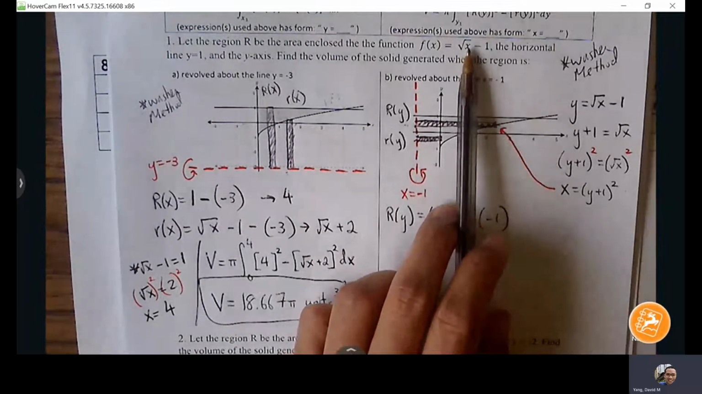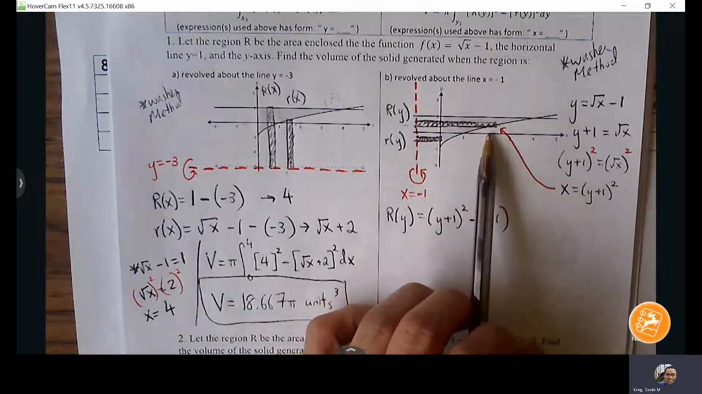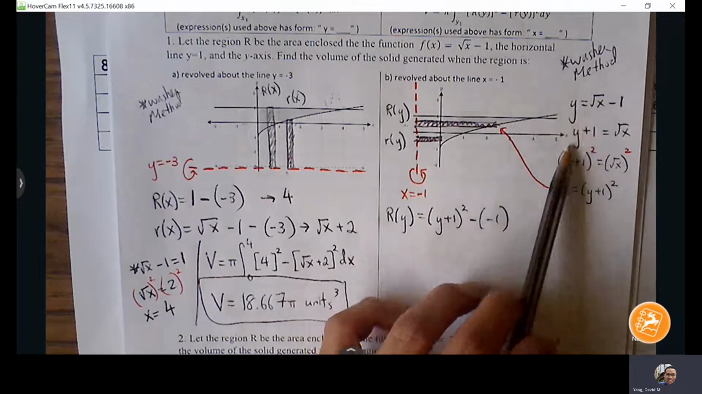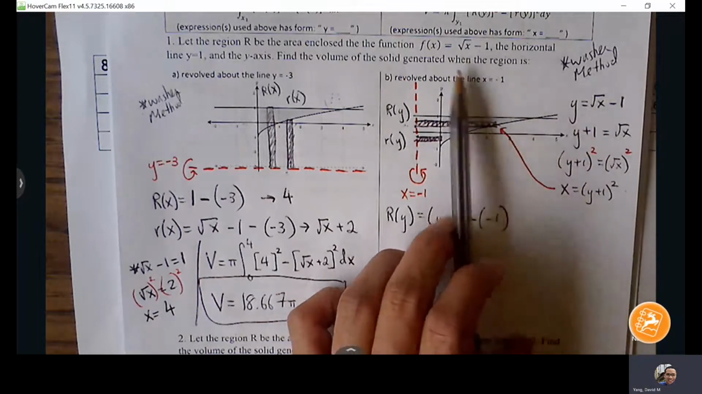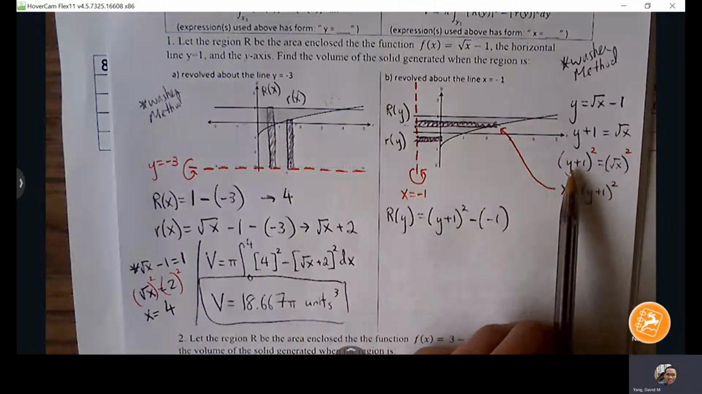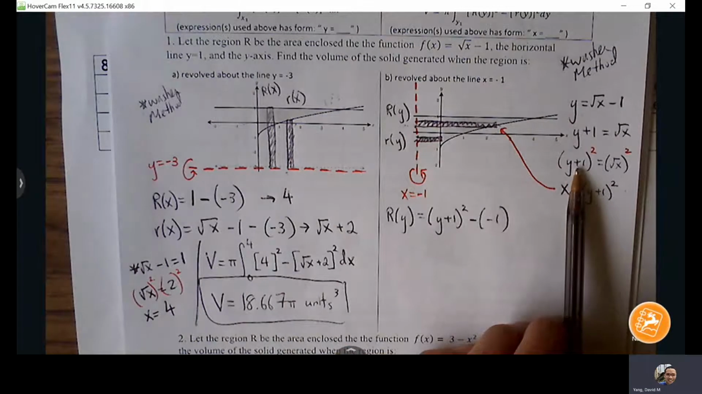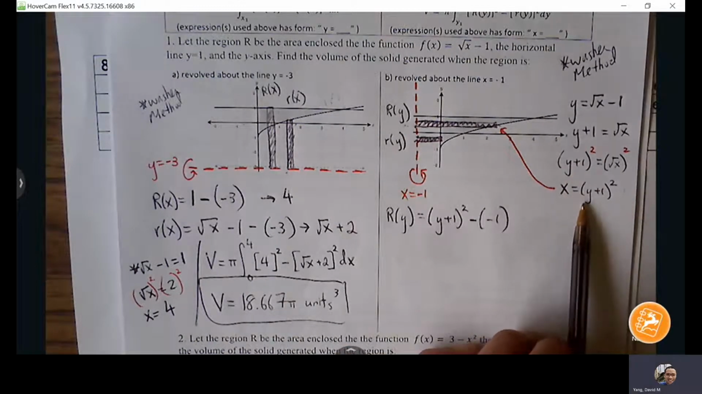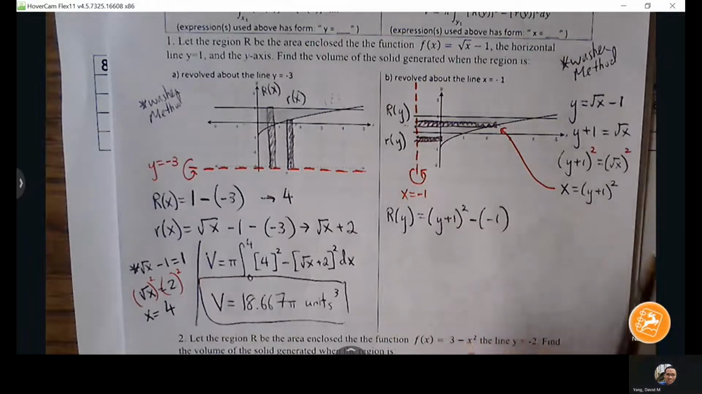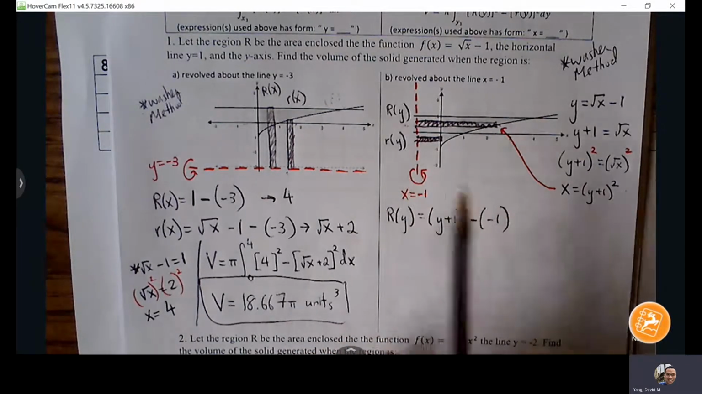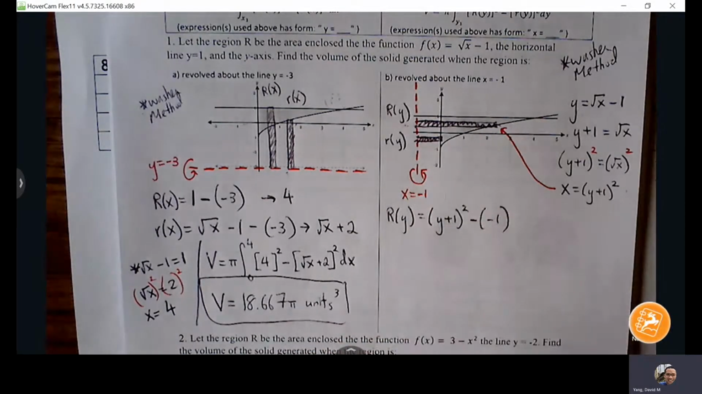We have to rewrite these equations in a form that is suitable for right minus left. So we have to get that x by itself. So to get that x by itself, we add 1 to both sides, raise both sides to the power of 2, solve for x, and we get x equals (y plus 1) squared. Okay, once we have everything in place, we do have this equation.